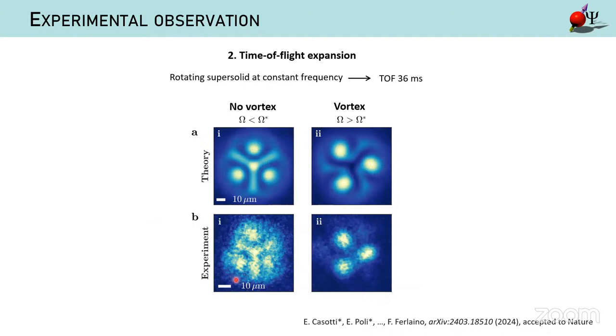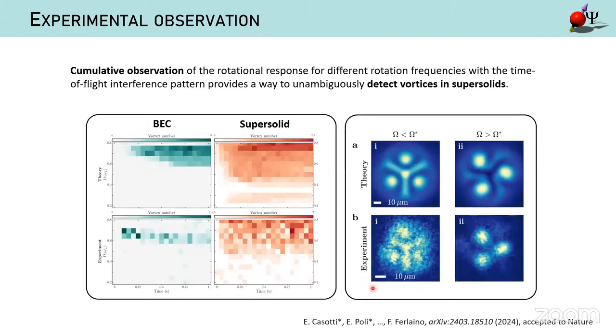So this is one case with the vortex, where we clearly see the central structure, and finally this is the case without the vortex. So basically the cumulative observation of this rotational response of the system compared to the BEC case and this interference pattern allowed us to claim unambiguously the detection of vortices in dipolar supersolids.